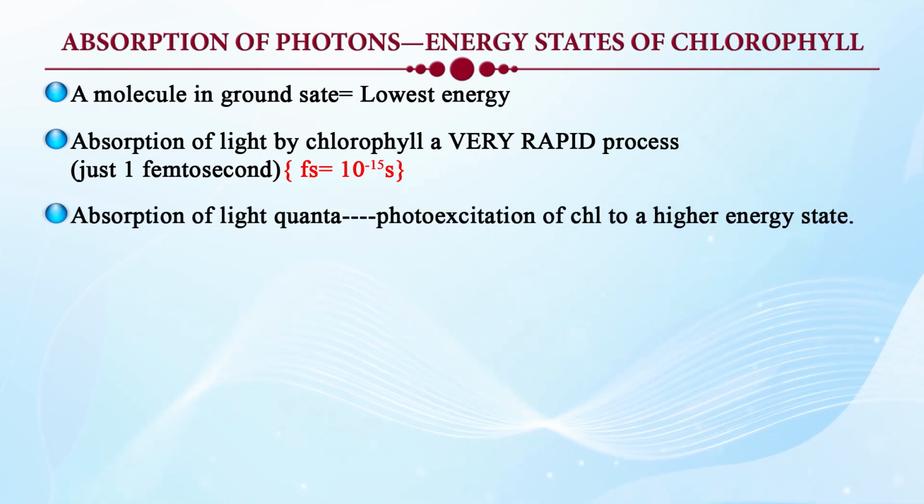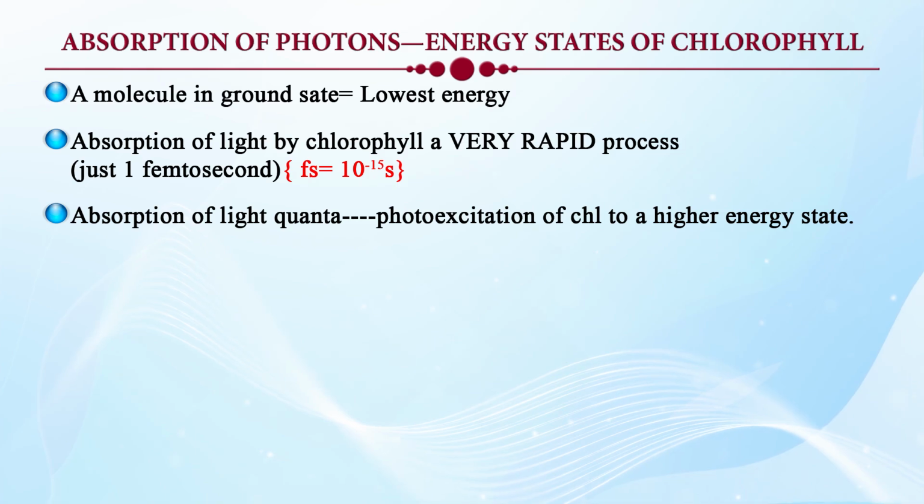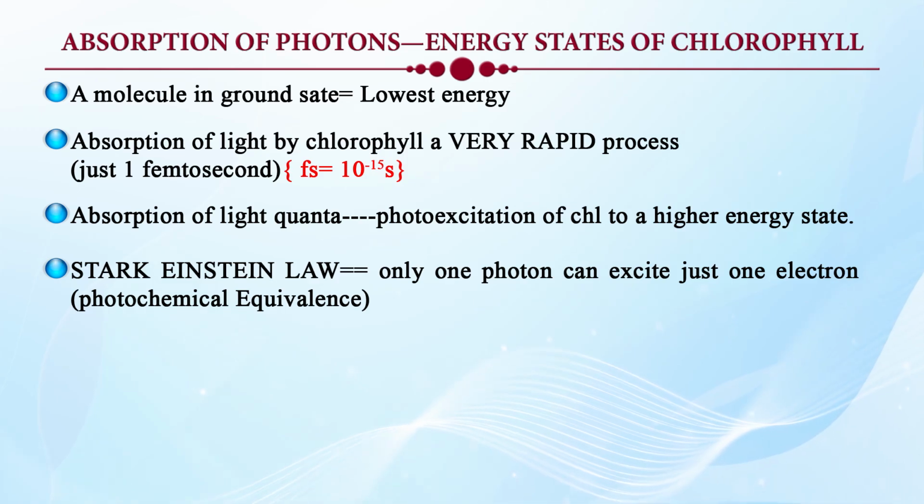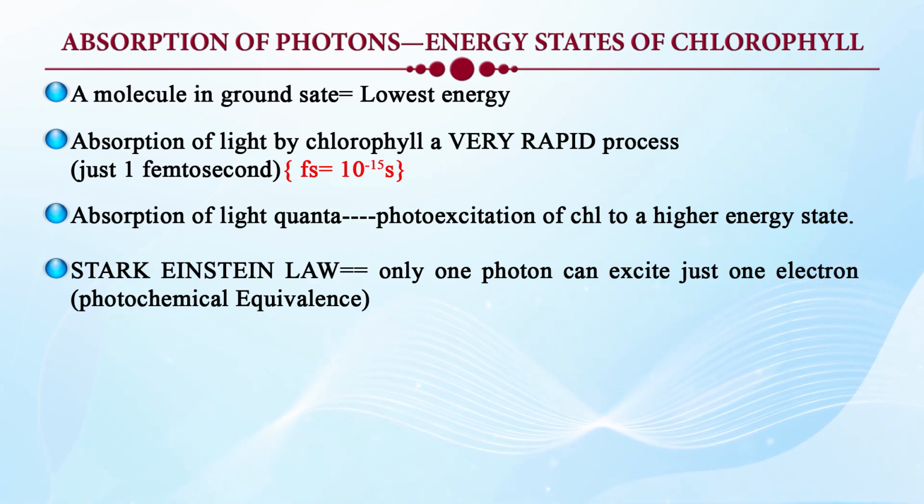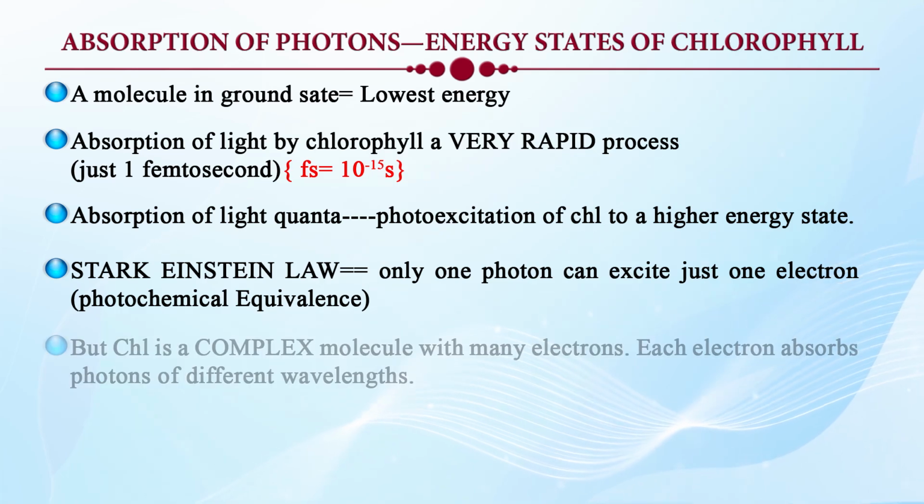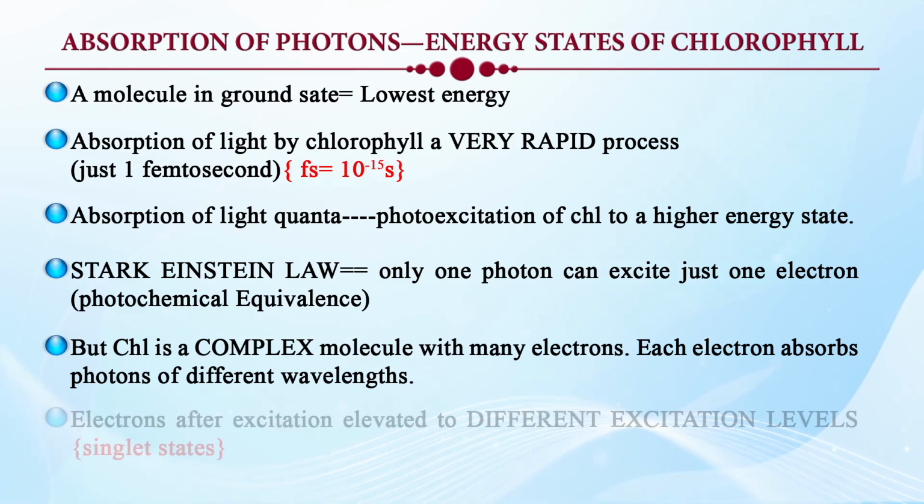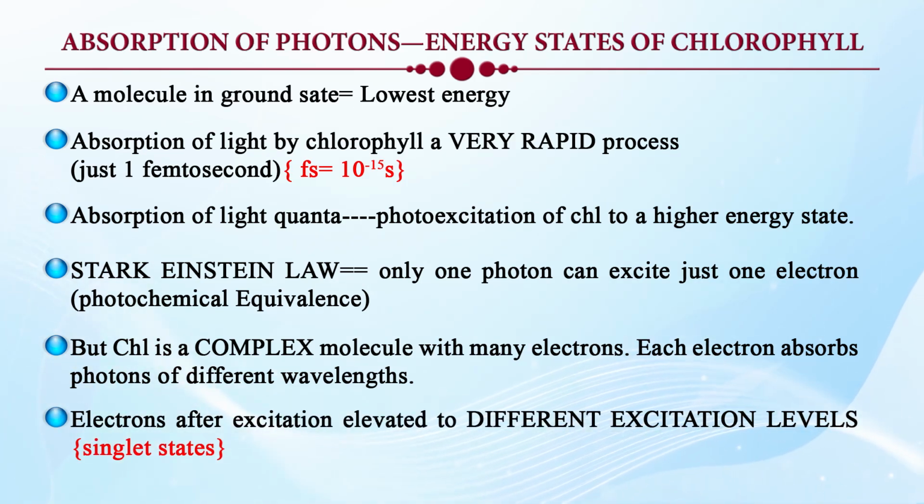So, that means photoexcitation is a very, very quick process, and we find that it is not just one electron which is performing a photochemical change. It is a complex molecule with so many electrons, and each electron has to absorb photons of different wavelengths, because we are not talking about just red or blue, we are talking about all the wavelengths, because the other accessory pigments also have to be involved in it. So, the electrons after excitation are going to be elevated to different excitation levels, which are called singlet states.